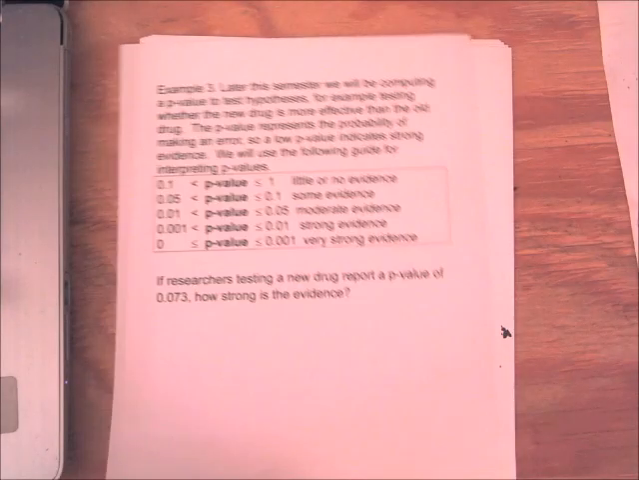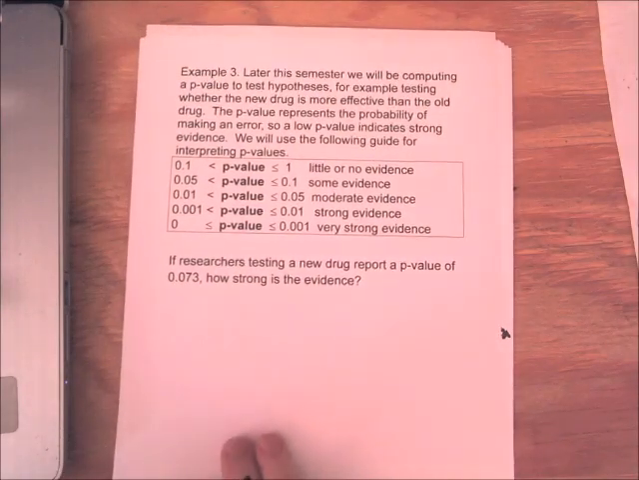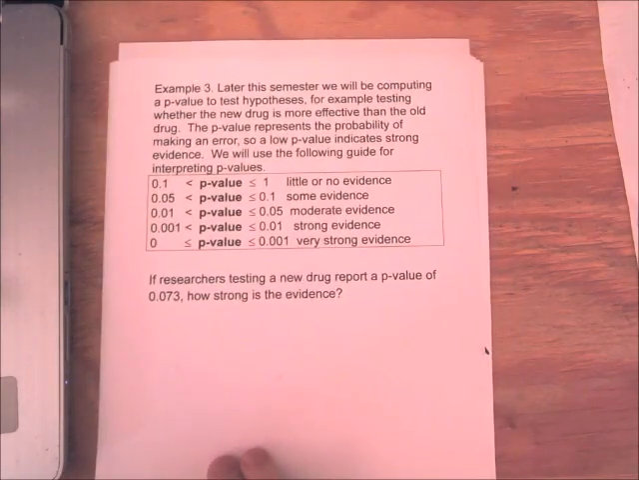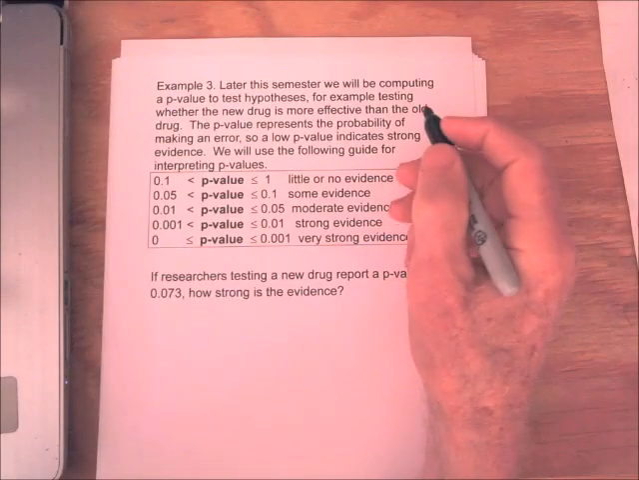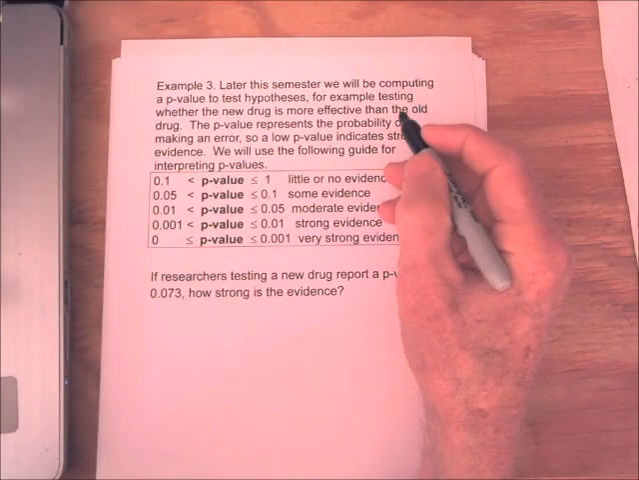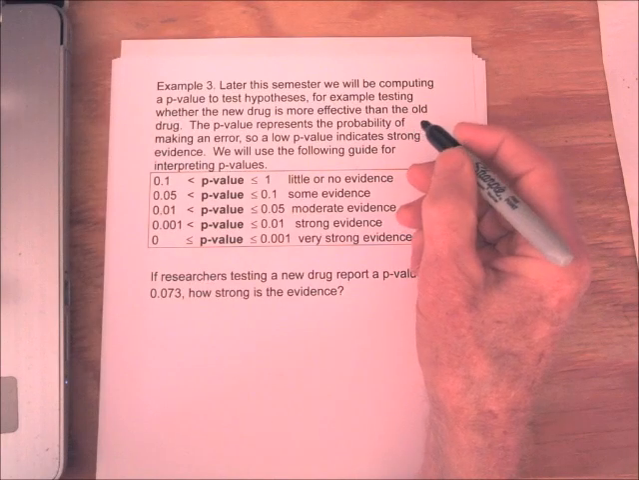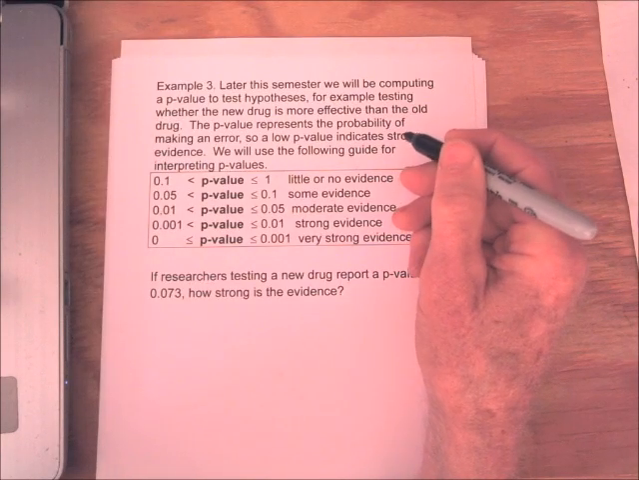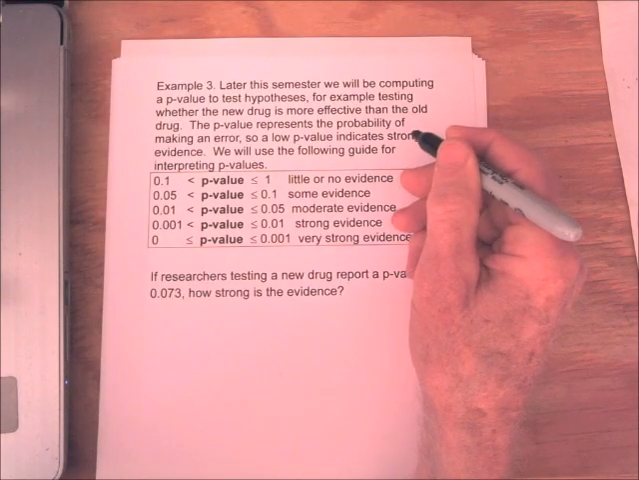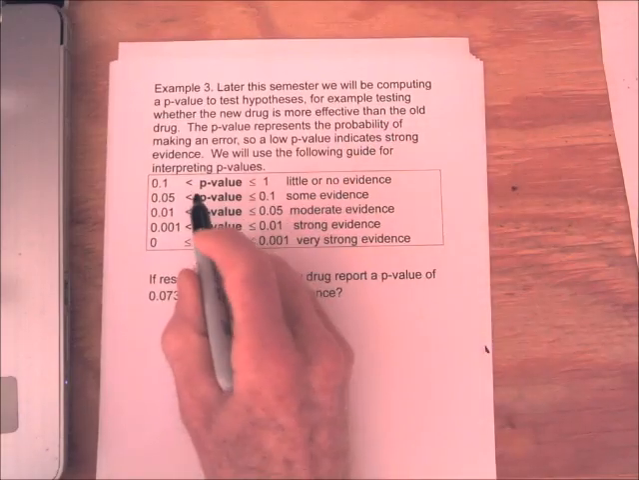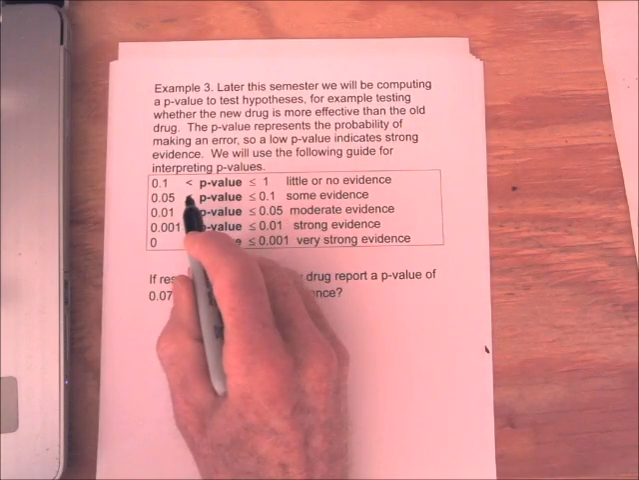Okay, another example of comparing decimals. Later this semester we'll be using the p-value to test hypotheses. For example, testing whether a new drug is more effective than the old drug. The p-value represents the probability of making an error, so a low p-value indicates strong evidence, and we'll use this chart to interpret the p-values.